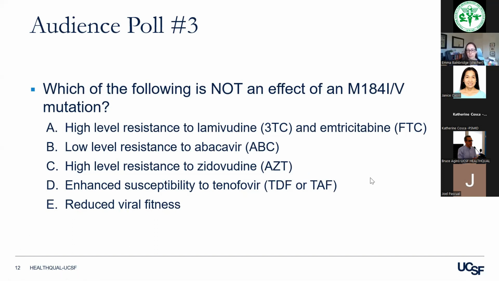D is, sorry, I can't see my own screen here. D is enhanced susceptibility to tenofovir. And E is reduced viral fitness. So which of these is not an effect of this mutation? Can we pull up the poll?